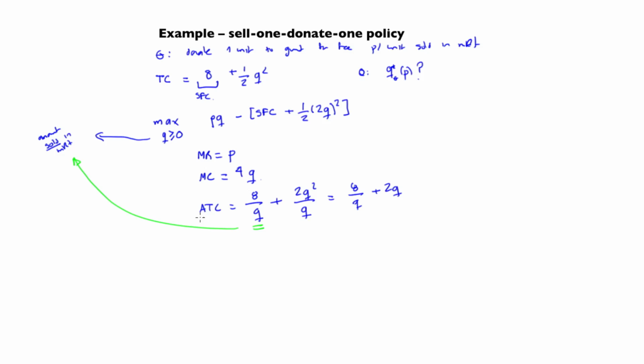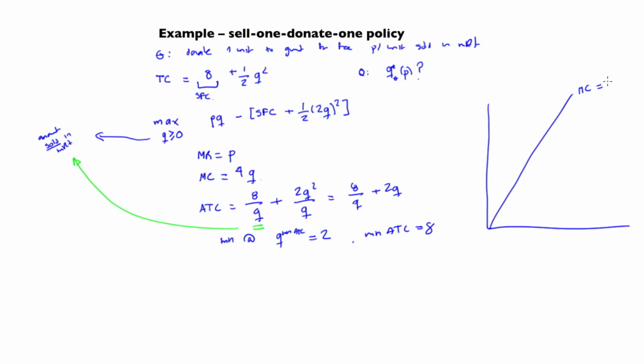Now, coming back to what the average total cost curve looks like, this curve has a minimum at Q minimum ATC equals 2. And by the way, the minimum ATC, if you substitute, is equal to 8. So to draw this for you, this is going to be a case in which the marginal cost looks like this, is 4Q, and the average total cost curve looks like this. It takes its minimum value at 2, and the minimum value that it takes is 8.